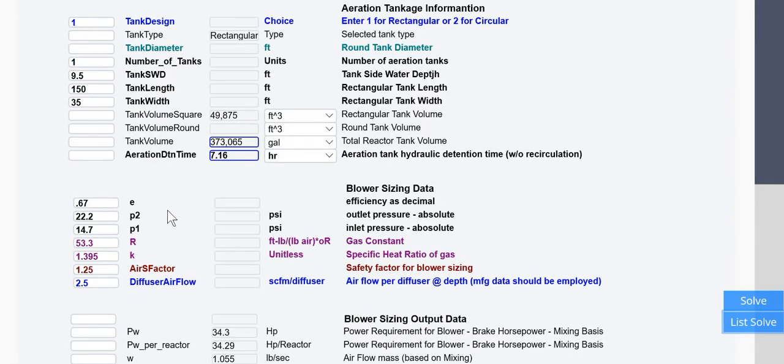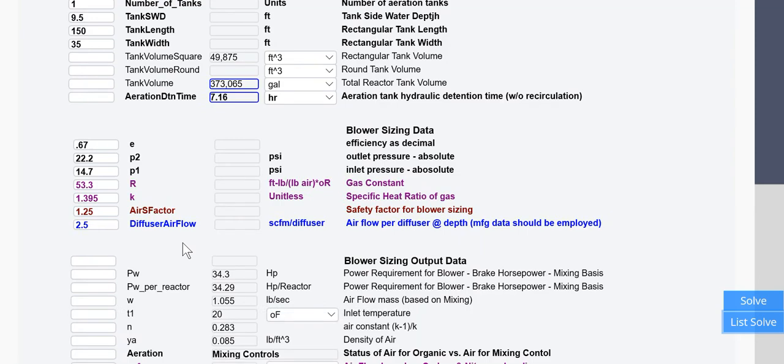Blower sizing: efficiency of the blower, inlet and outlet pressures, gas constant, specific heat ratio, air safety factor. This is 1.25, which is like a 25%. The other one is the diffuser airflow rate at depth. You use the manufacturer's value, but in this case we use 2.5 SCFM per diffuser.